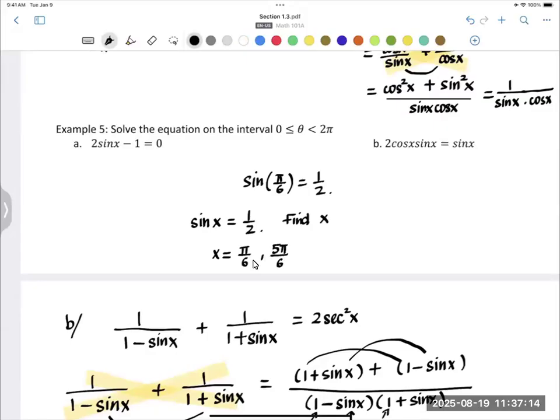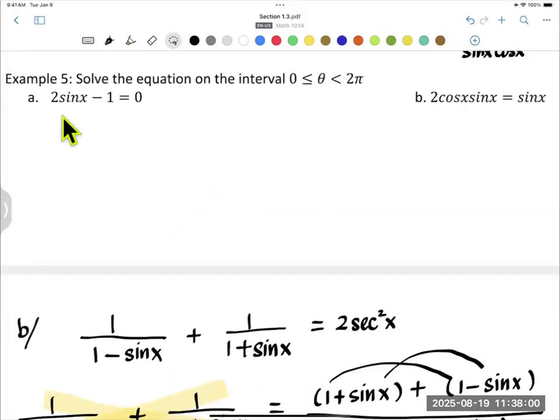So it means when you solve an equation, you're finding all the angles that make the equation true, because sine 5 pi over 6 is also 1/2. Okay, so this is what we want to solve for. Solving a trigonometry equation is just the same as finding the angle to make the equation true.